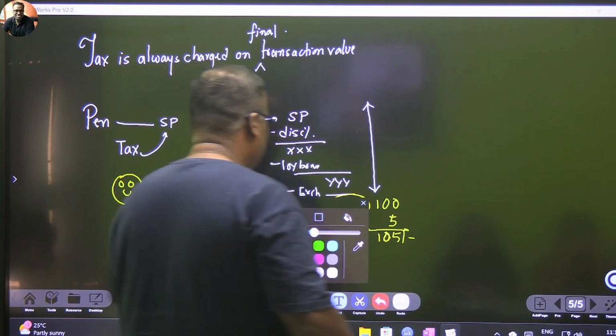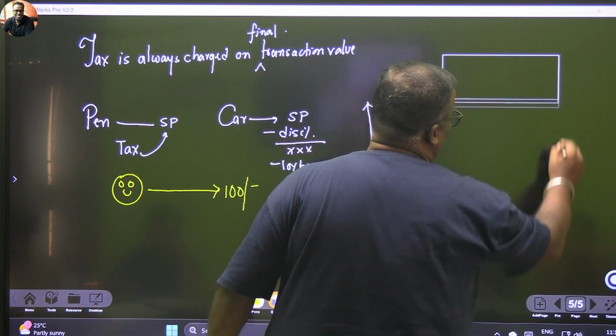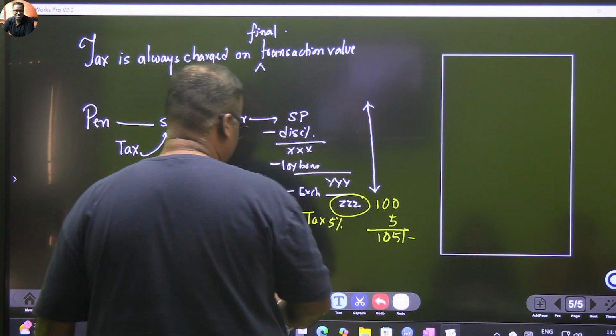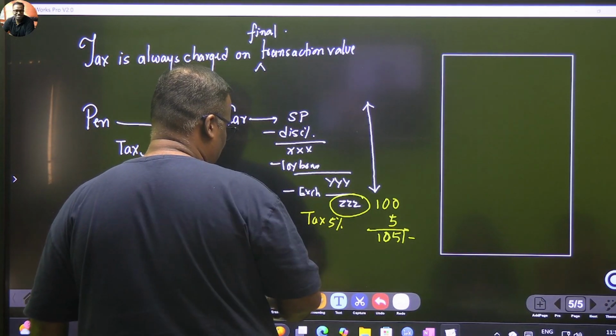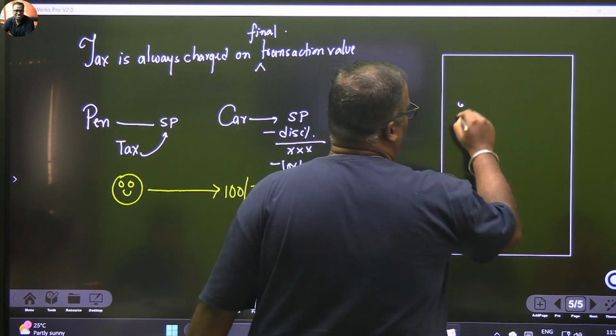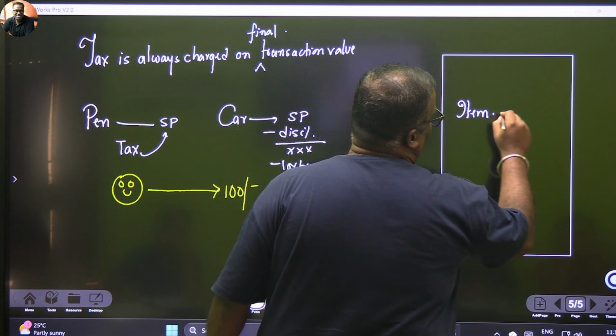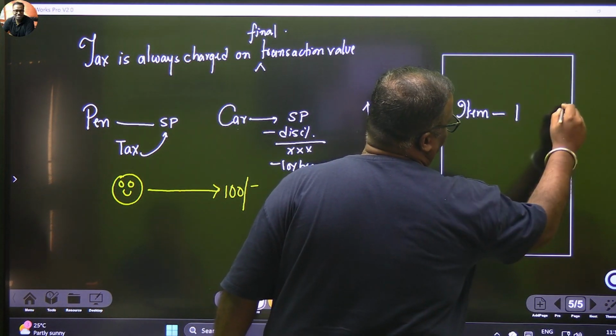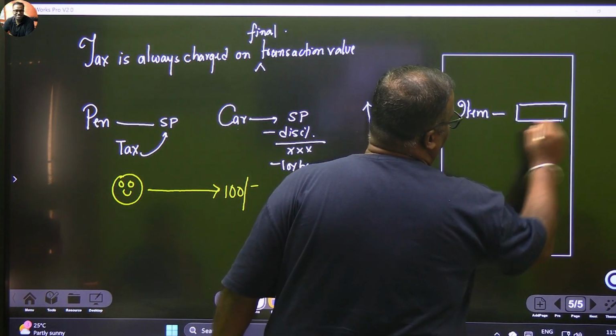Now he has to redesign his bill. Now see what the bill will be. The bill will look like this. Item. I don't know what is the price of the item. There's a price of the item. Tax is how much?